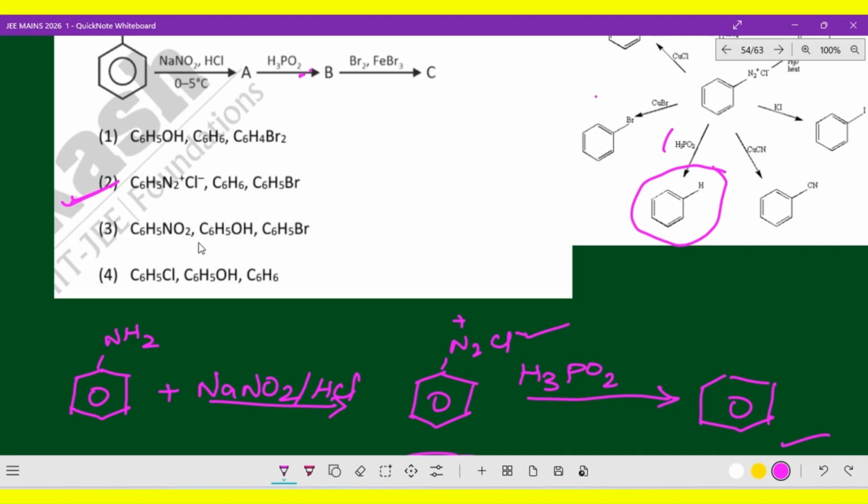This is nitrobenzene, it is not possible. Phenol, it is not possible. And this is chlorobenzene, how could it be possible? See, NaNO2 and HCl is 100% a diazotization reaction. Please remember it that way at least. Br2, how will you get Br2? So this will not be possible. So that second option only is the correct option.